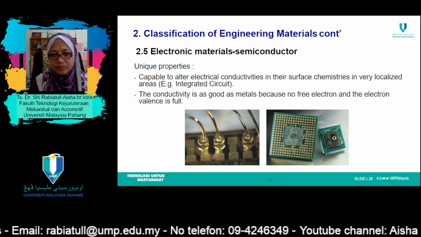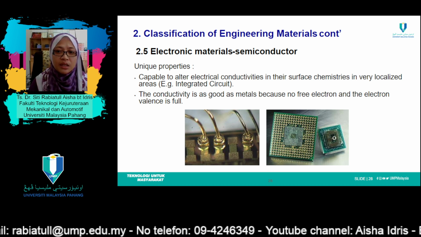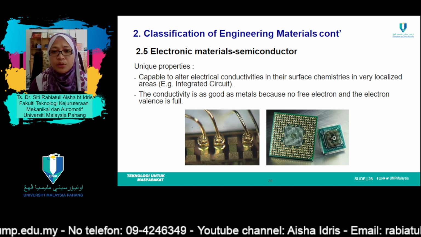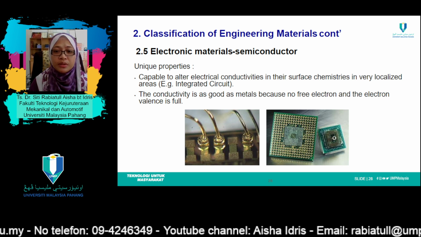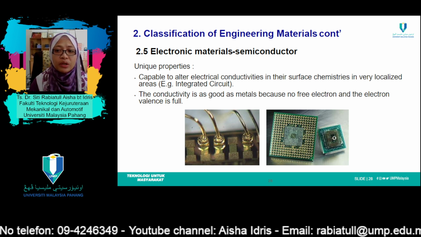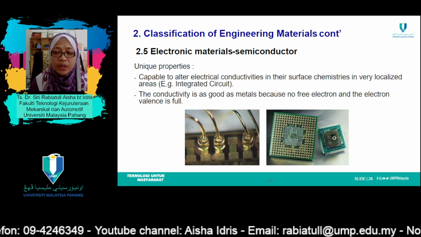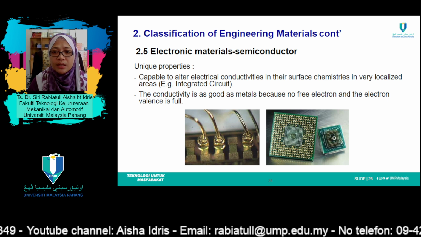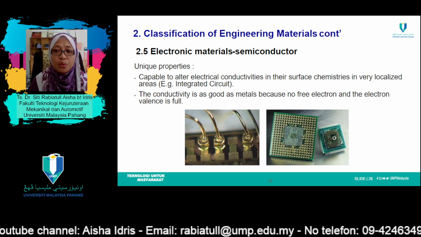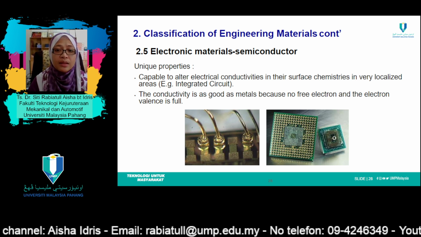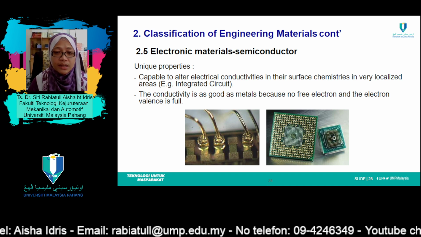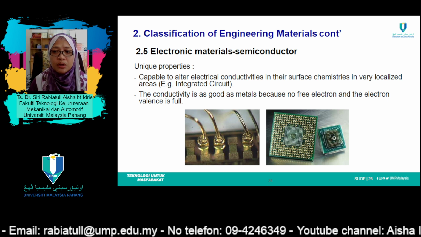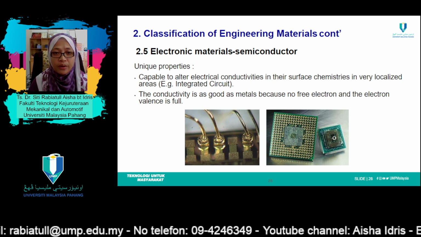Last but not least is electronic materials, which is semiconductors. It has unique properties which are capable of altering electrical conductivity through surface chemistry in very localized areas. The conductivity is not as good as metals because there is no free electron and the valence band is full. What is electron valence? All these things, no free electron and electron valence, will be covered in chapter 2.